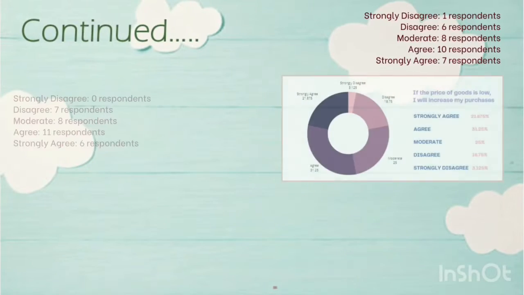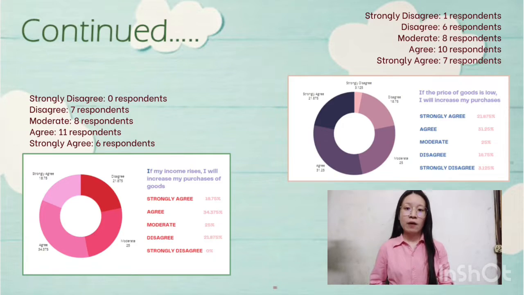The third statement is, if my income rises, I will increase my purchase of goods. There are 6 out of 32 respondents who strongly agree with this statement, which is about 18.75%. At the same time, the percentage for strongly disagree is 0% as no respondents selected it. Respondents who selected agree are 11, which is 34.375%. Moderate are 8 respondents, 25%, and disagree are 7 respondents, 21.875%.